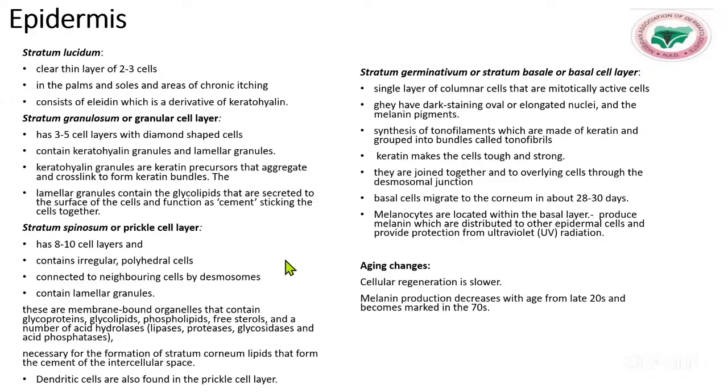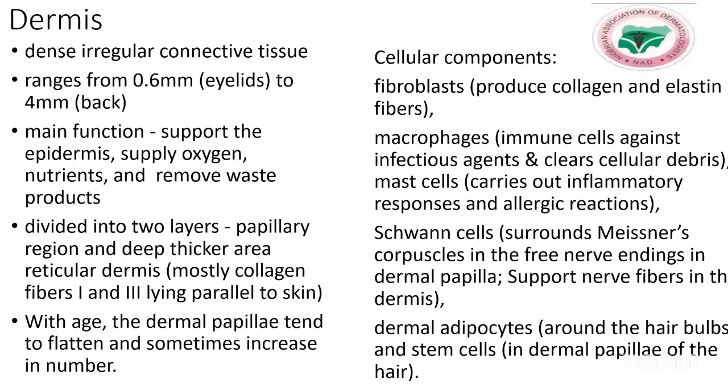So that is what we should note. The repercussion of that slow cellular regeneration is that there's an increase in skin permeability. Then the dermis is an irregular connective tissue that ranges from 0.6 mm in the eyelid to 4 mm in the back. The main function is to support the epidermis, supply oxygen and nutrients, and remove waste products.